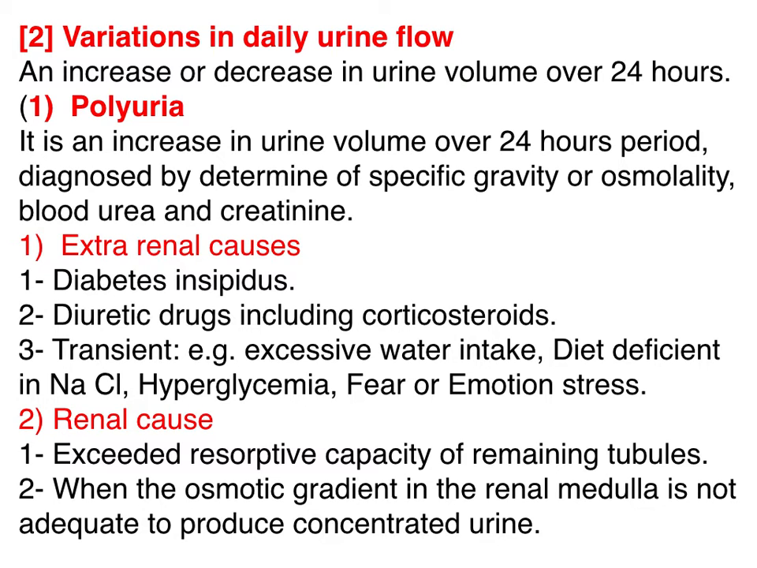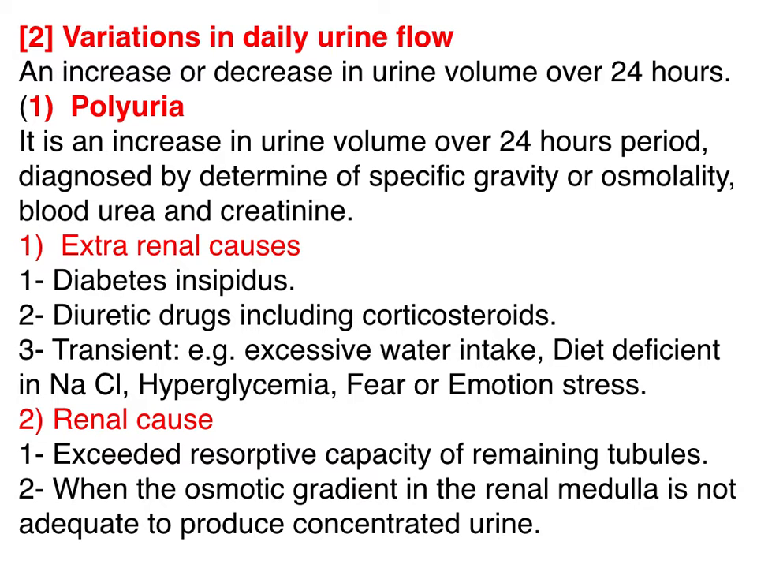Variation in daily urine flow. The first point is the variation in the urine constituents, and now the variation in daily urine flow. It's an increase or decrease in urine, that is, in the flow, volume and quantity of urine over 24 hours. Either it is polyuria, an increase in urine volume over a 24 hour period, diagnosed by determining specific gravity or osmolality, blood urea, and creatinine.